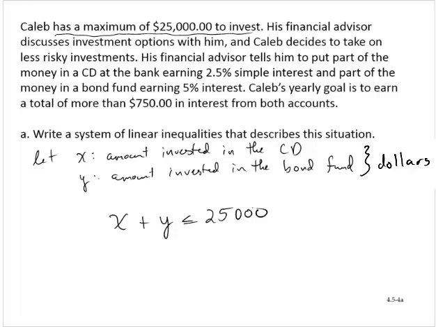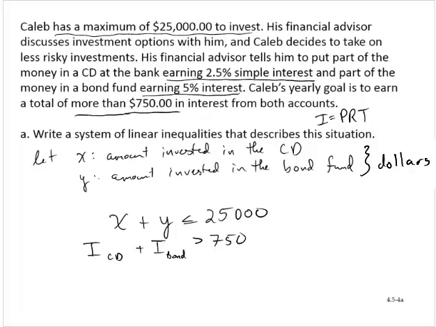The financial advisor tells him to put part of the money in a CD at the bank earning 2.5% simple interest and some of the money in a bond fund earning 5% interest. And the yearly goal is to earn a total of more than $750. So recall our simple interest was principal times rate times time. So what we want is the interest from the CD plus the interest from the bond to be greater than 750. We want it to be more than 750.